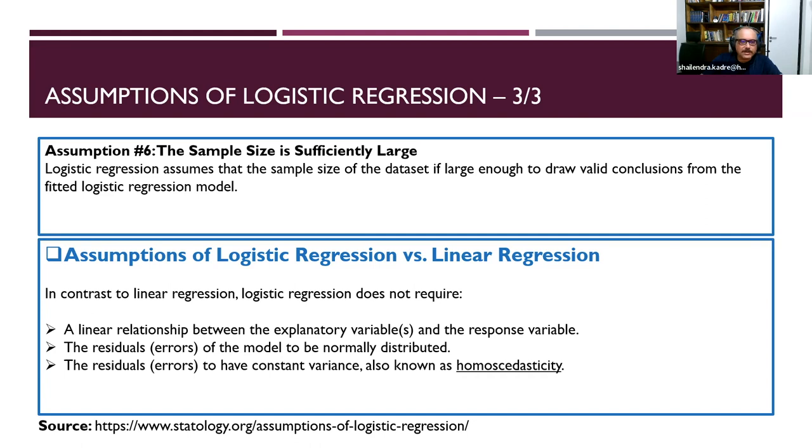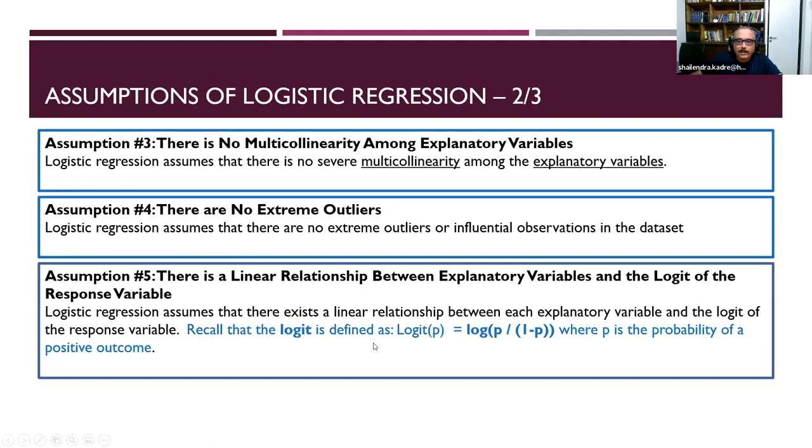Then assumptions of logistic regression versus linear regression. In contrast to linear regression, logistic regression does not require a linear relationship between y and x. Linear regression requires that y should have a linear relationship with x. That requirement is not there in logistic regression. But in its place, we have another requirement: log of p upon 1 minus p, that is called logit, has a linear relationship with the independent variables. So there is a difference, right?